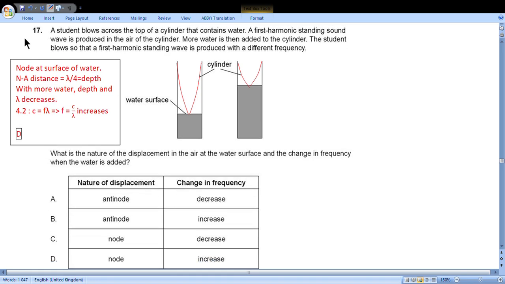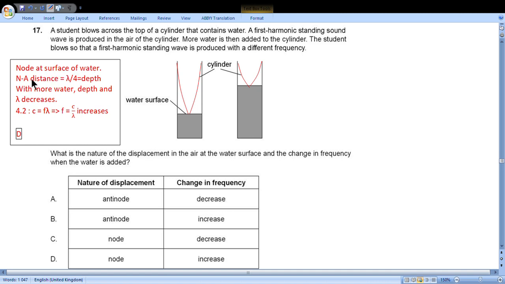Question 17. A student blows across the top of a cylinder that contains water. A first harmonic standing sound wave is produced in the air of the cylinder. More water is then added to the cylinder. The student blows so that the first harmonic standing wave is produced with a different frequency. What is the nature of displacement in the air at the water surface and the change in frequency when the water is added? Nature of displacement. So it was a node, it remains a node, as you see in the picture. Node at the surface of water.